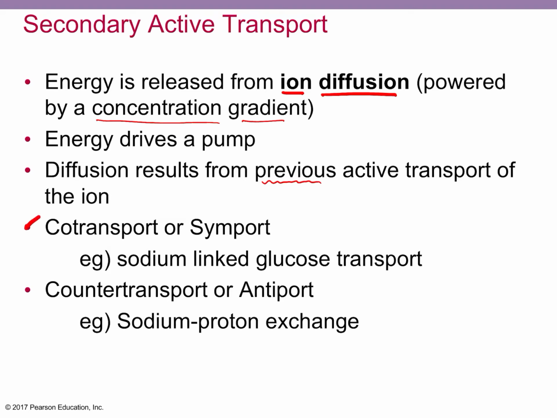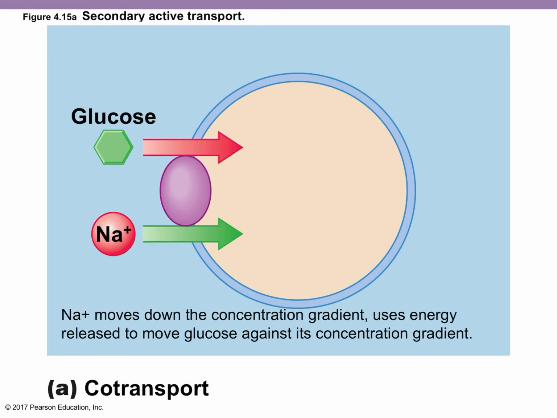There's co-transport or symport, where we're moving the substances in one direction, and then counter-transport or antiport, where we're moving substances in different directions. So this is an example of co-transport. Co-transport or symport, you're moving two substances in the same direction. However, notice that sodium, we just talked about how sodium is very high concentration outside the cell, and it's a lower concentration inside the cell, right?